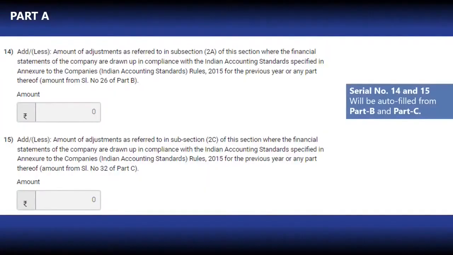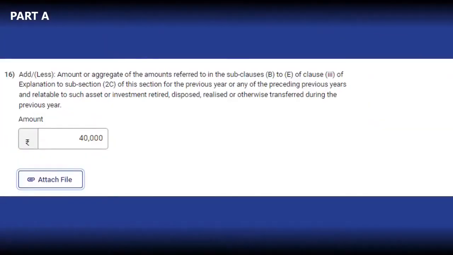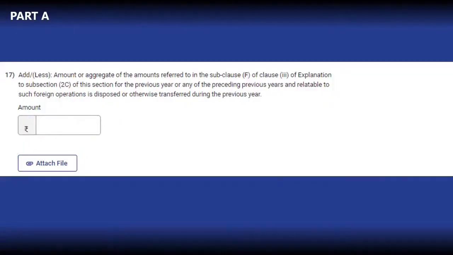At serial number 16, you have to either add or reduce the amount or aggregate of amounts referred to in subclauses B to E of Clause 3 of explanation to subsection 2C of this section for the previous year or any of the preceding previous years. You can also attach the file. At serial number 17, you can add or reduce the amount or aggregate of amounts referred to in subclause F of Clause 3 of explanation to subsection 2C of this section.